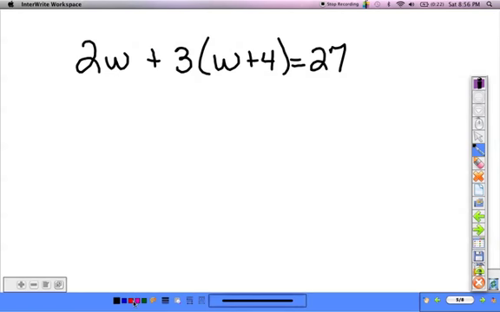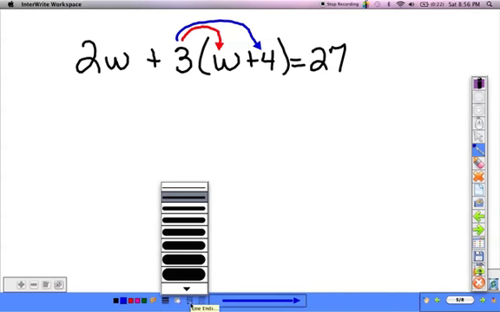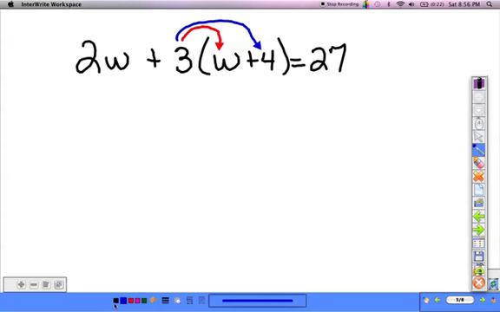This problem's a little bit different because in this problem, we have to distribute. We've got to multiply that 3 times the w, and we have to multiply that 3 times the 4. And multiplying that 3 times the 4, that's the one that gets everybody because we forget it. So I'm not going to do anything with this 2w yet. I'm just going to leave it there.